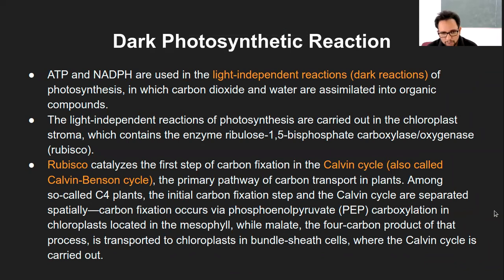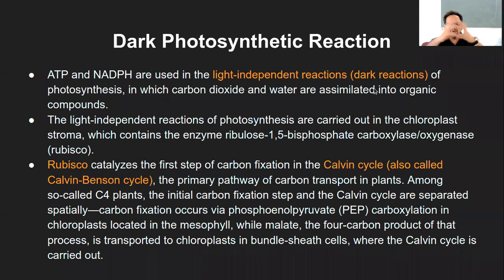Now this is one of the most important parts of photosynthesis. Whatever ATP and NADPH are synthesized in the light photosynthetic reaction are used in the dark reaction, which is also called light independent. The light photosynthetic reaction is also called light dependent. The dark reaction, which is obviously light independent, is the one in which carbon dioxide and water are assimilated into organic compounds.